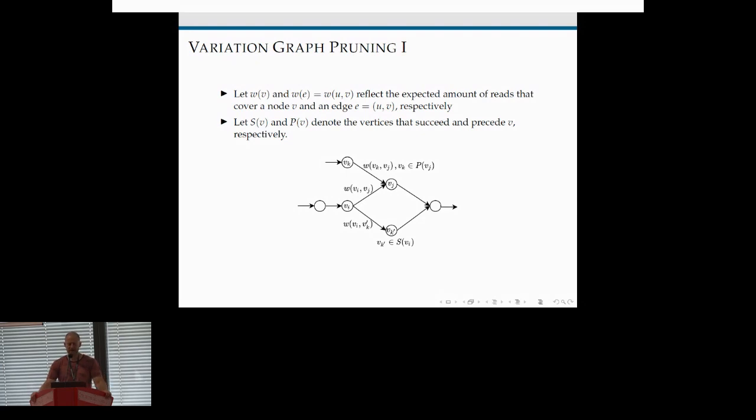And S(V) and P(V) denote the vertices that succeed and precede V. So in that picture, for example, we have VJ being the successor of VK up there. So VK is a predecessor of VJ, because it is connected via an edge to VJ in that direction, and the other way around in the lower part of that picture.